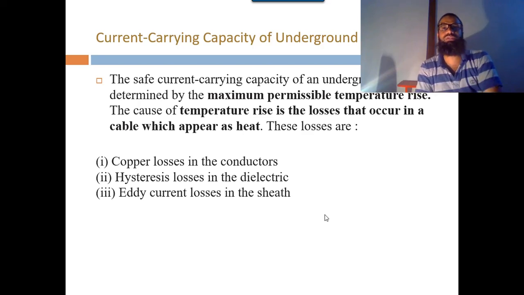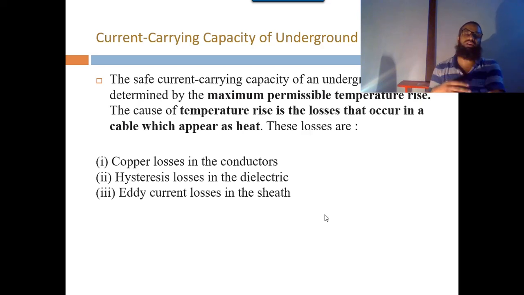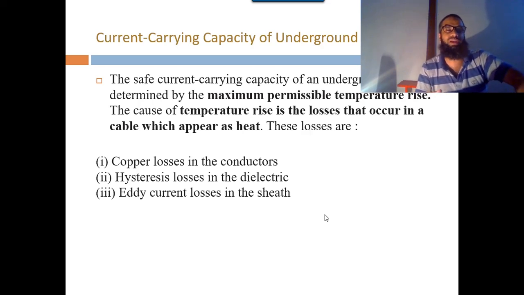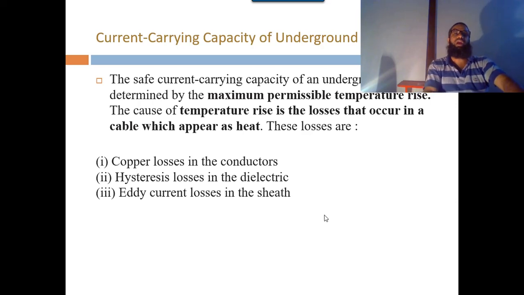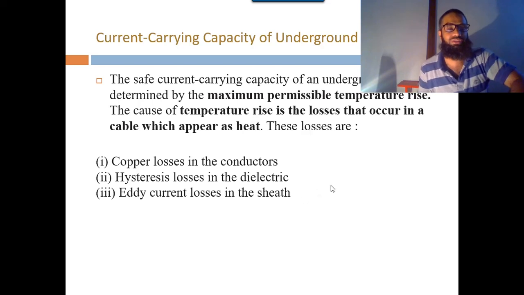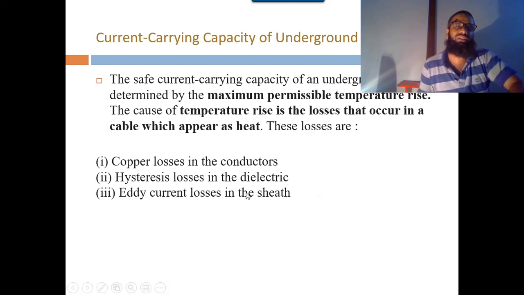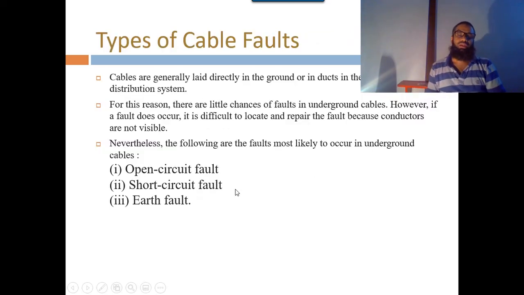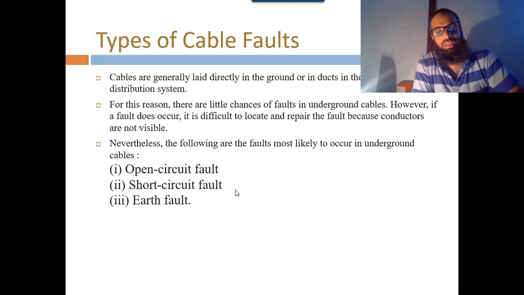The second one is the hysteresis loss, because when the current travels in this conductor, there is a chance that the shield or other material can store this magnetic field. If they store the magnetic field, then it is called hysteresis loss. And if the conductor leakage current starts passing through the shield or through any other conductor, then it is called eddy current loss. So the design of the underground cable is very important: we need to improve the quality of the copper, we need to reduce the hysteresis losses, and we need to reduce the eddy current losses in the process. Now there are three possibilities when a fault may occur.